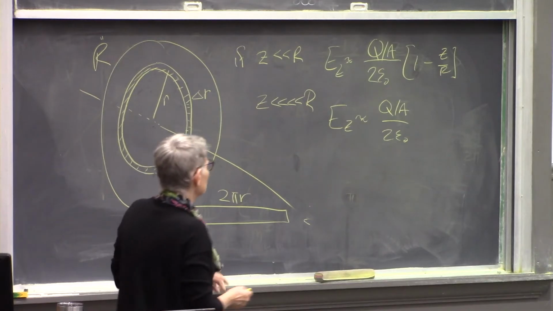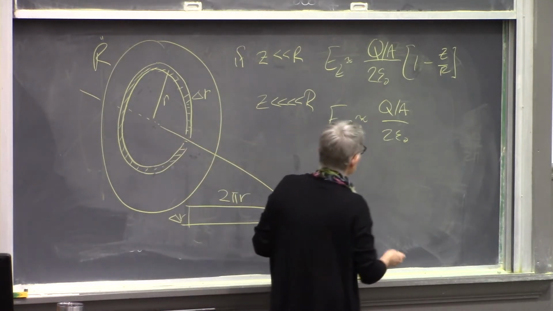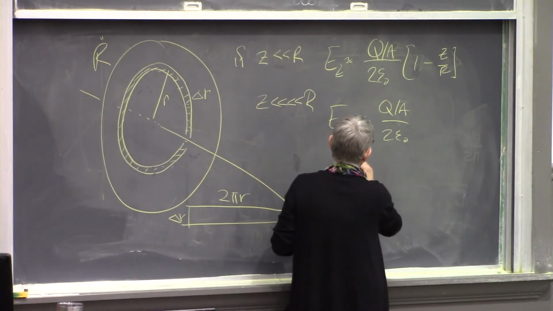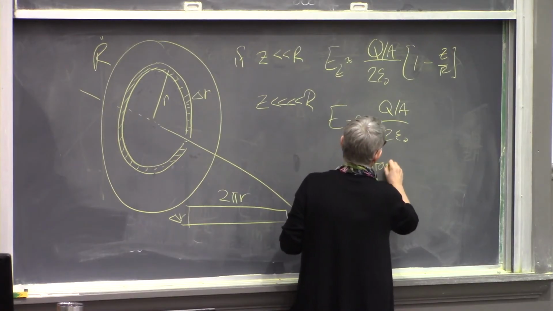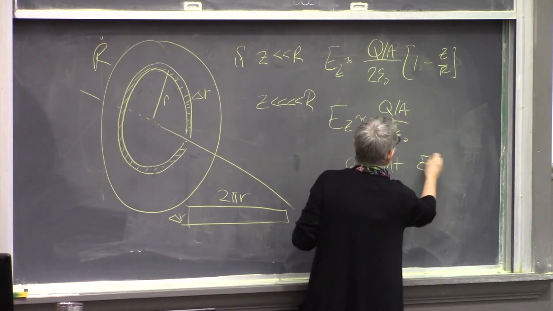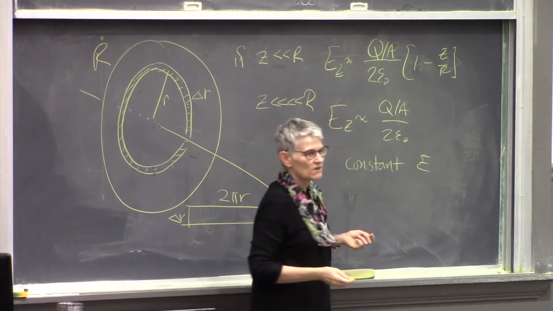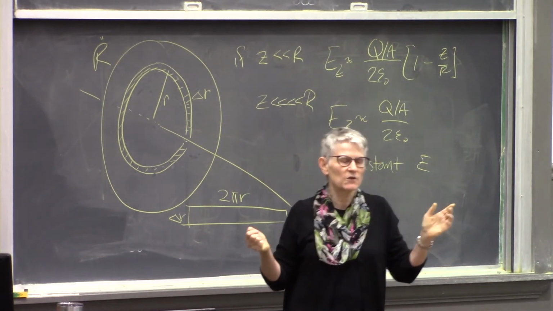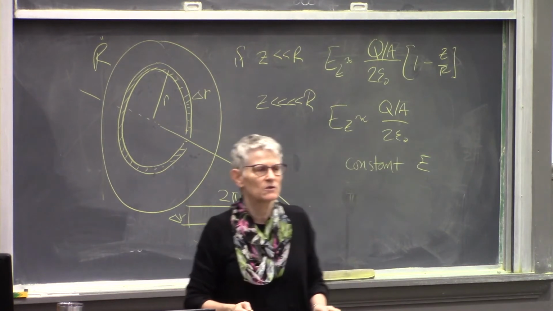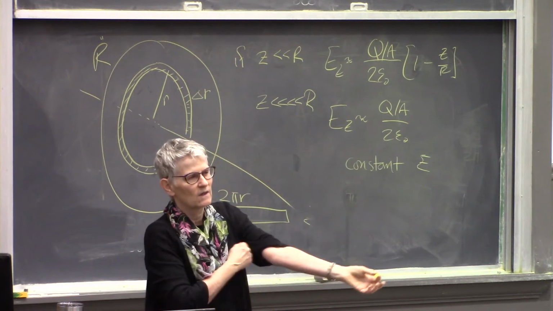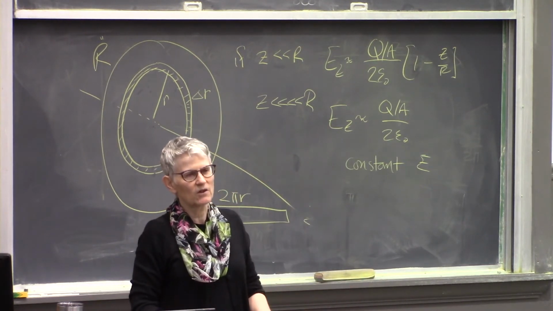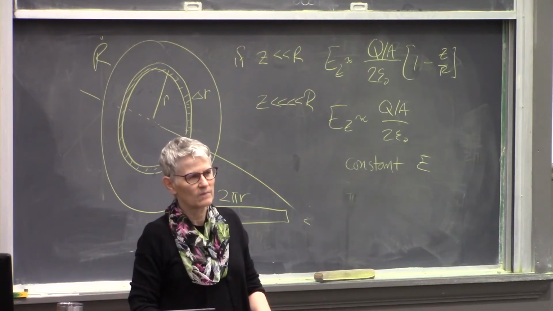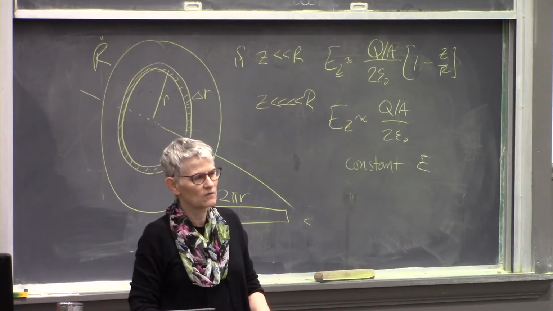Now this is the first way we've found to make a field that's actually constant in magnitude. And we have to be at a location close to a big charged disk. But it really is not significantly varying with distance until we get much further away.